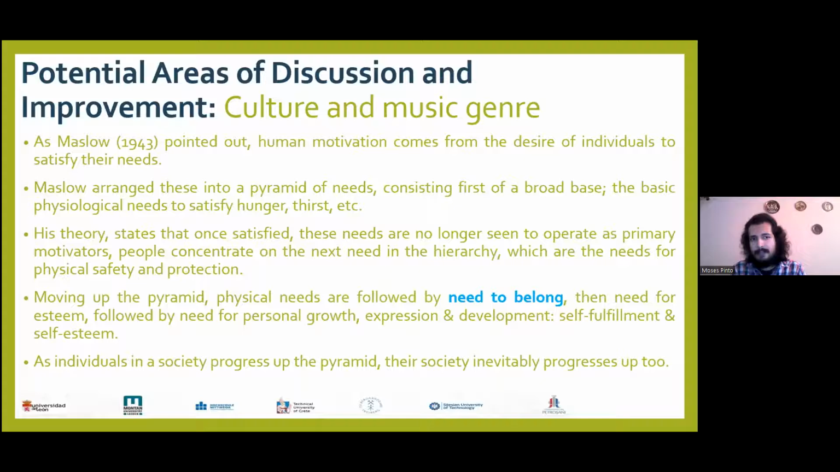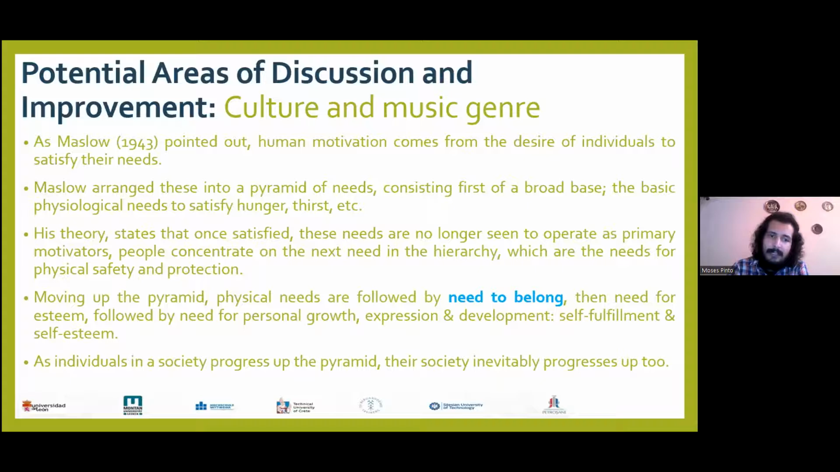His theory stated that once the lower tier was satisfied, these needs were no longer seen to operate as primary motivators, and people would then concentrate on the next need in the hierarchy, which is the need for physical safety and protection. Moving up the pyramid, physical needs are followed by the need to belong, and thereafter the need for self-esteem, followed by the need for personal growth, expression, and development. So these are basically self-fulfillment and self-esteem.